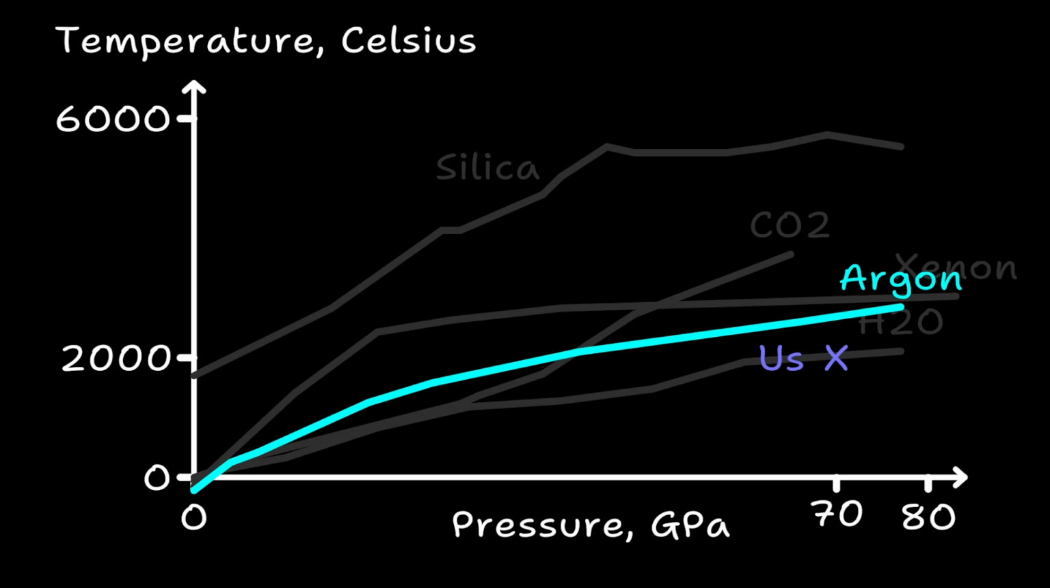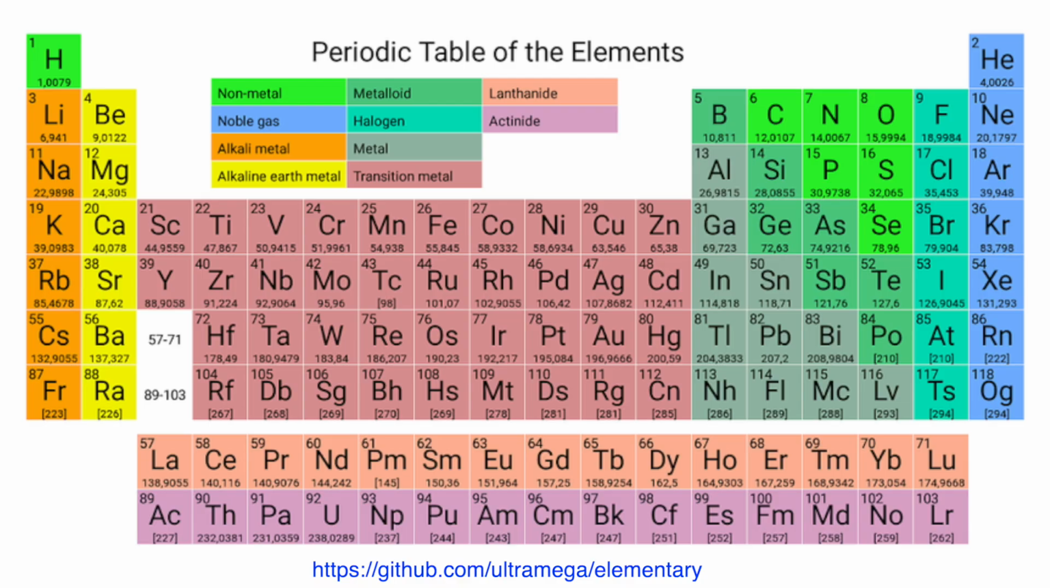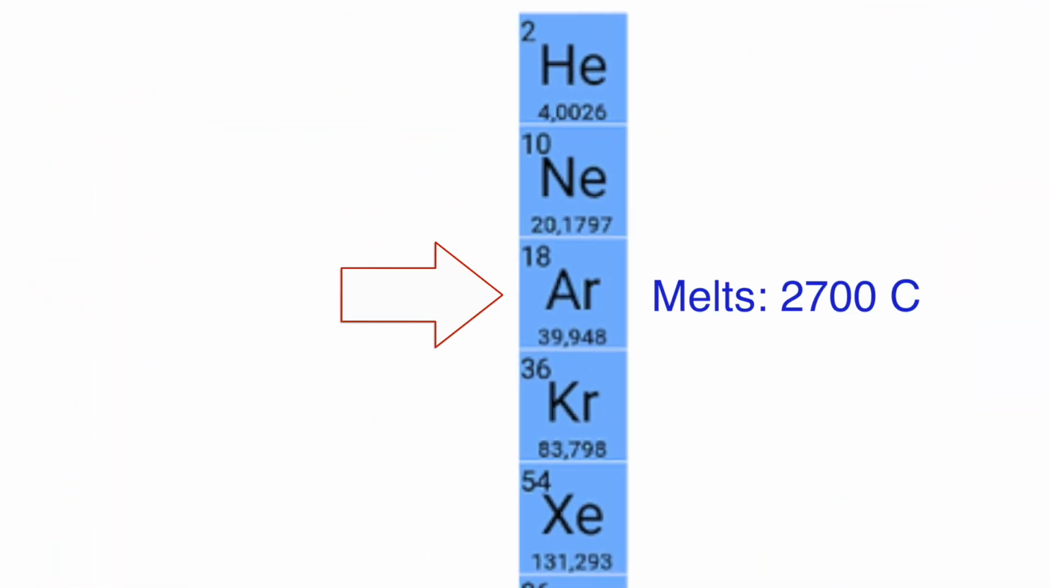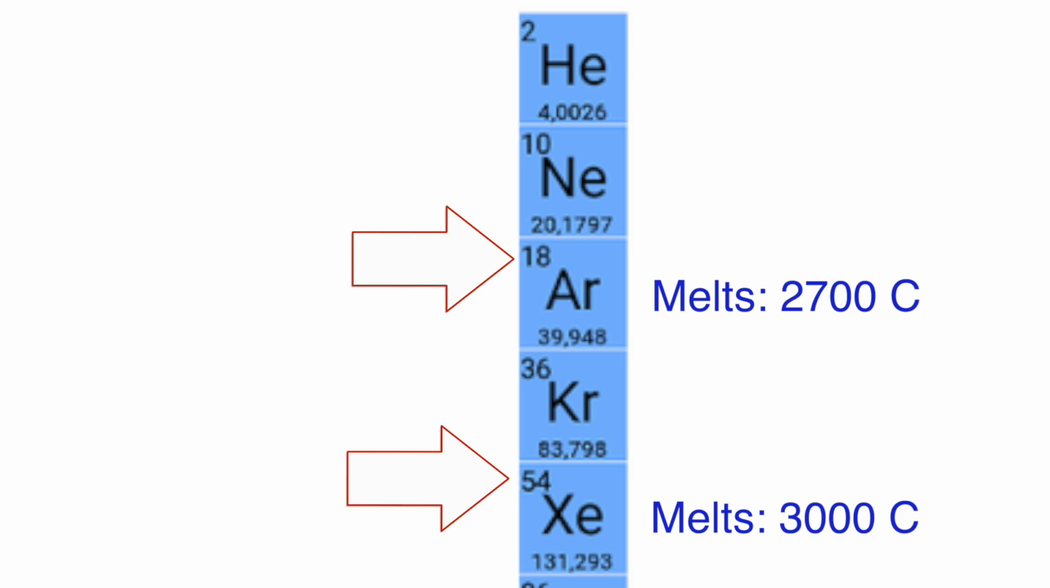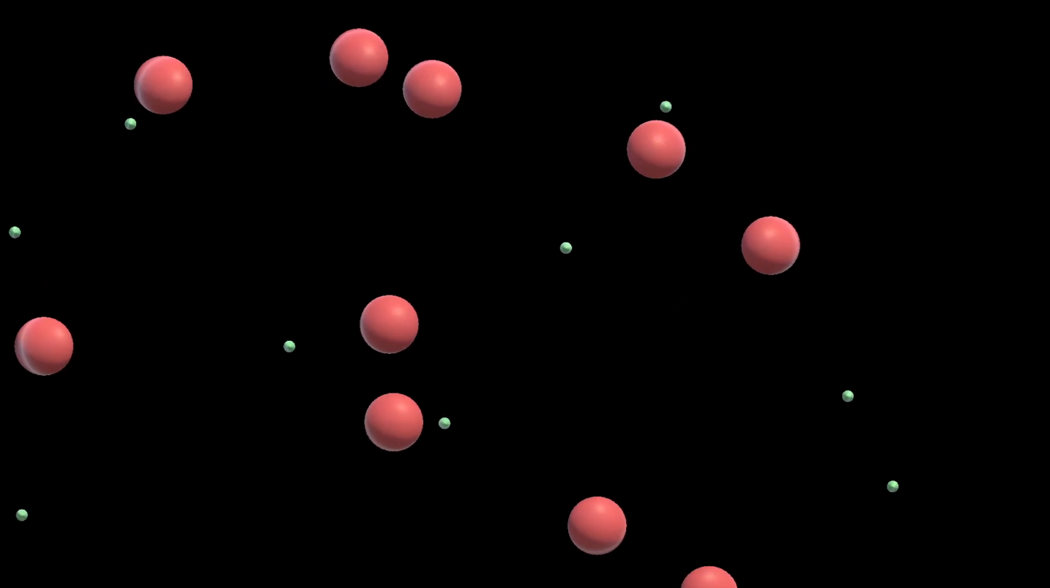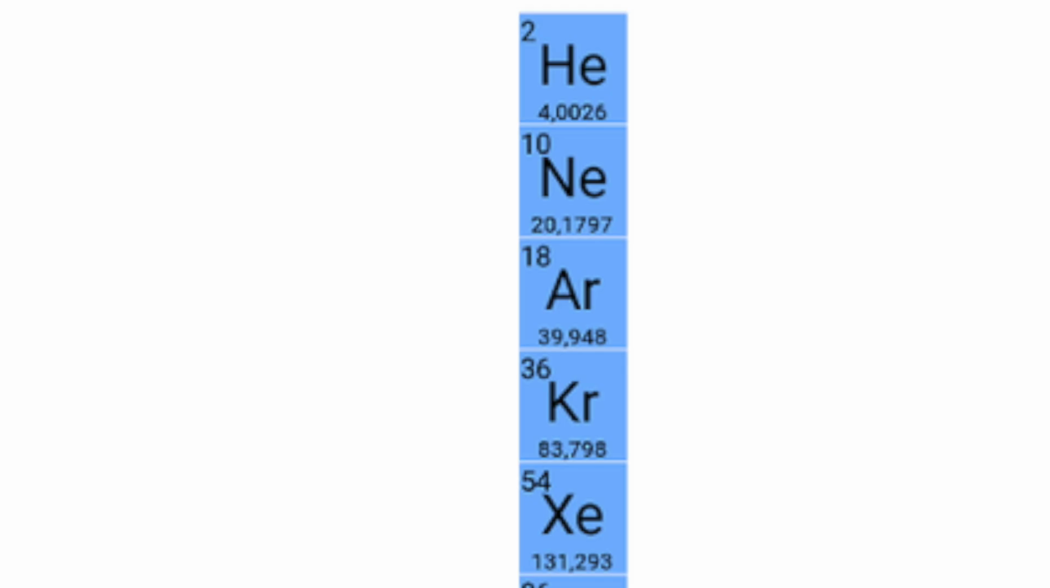70 gigapascals freezes everything. Here's the periodic table of elements, and here's the noble gases. Argon has a lower melting point than xenon, and argon also has a lower atomic number than xenon. The atomic number relates to the weight of an atom, and it makes sense that lighter elements will freeze less easily, because the atoms might move around more for the same energy. What if we chose an even lighter noble gas, one with a lower atomic number? Before argon, we also have neon and helium.